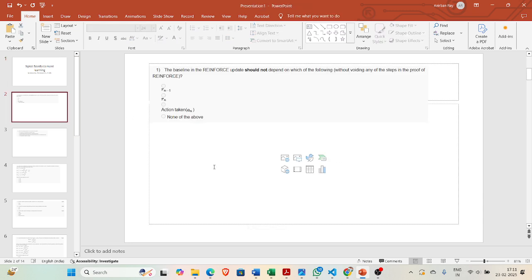Okay, so starting off with the first problem. The baseline in the REINFORCE algorithm is there. The REINFORCE update should not depend on which of the following without voiding any of the steps in the proof of REINFORCE. Okay, so this is the question.